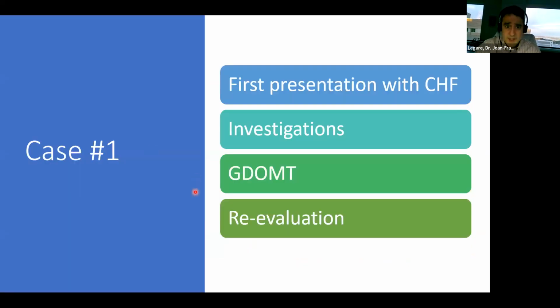So first presentation, investigations obviously included cardiac catheterization, all the things you might imagine. She had normal coronaries, the mechanism of which is a dilated cardiomyopathy of unclear etiology, goal-directed medical therapy. Obviously, my colleagues from cardiology can speak to that better, but would include the newer generation medication like Entresto, and then have a reevaluation of that patient.